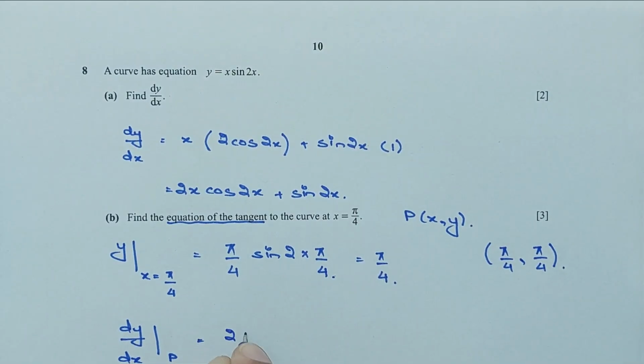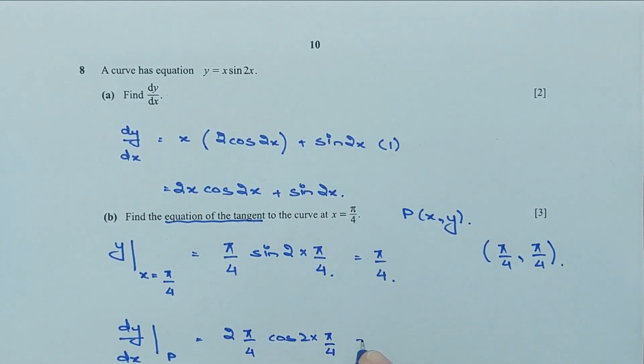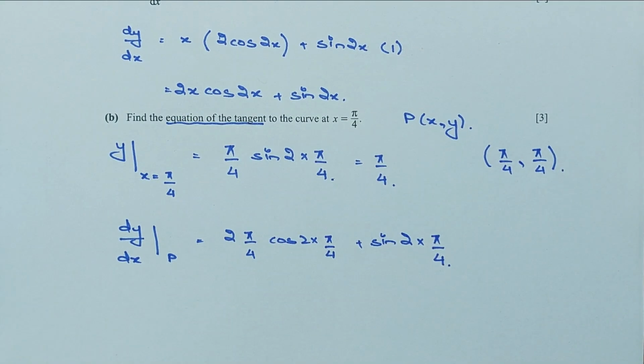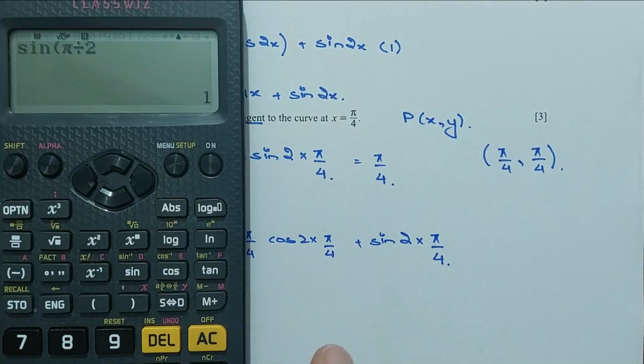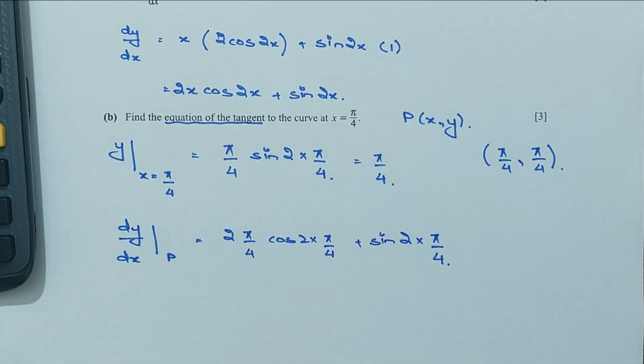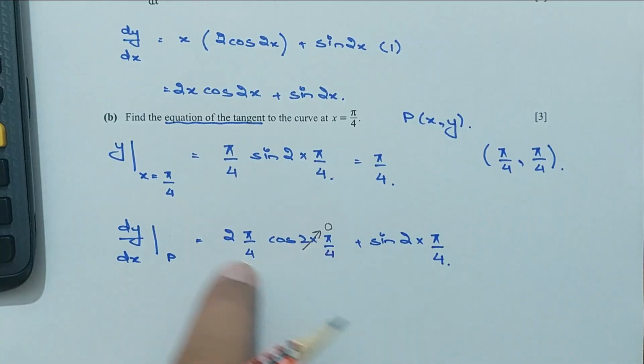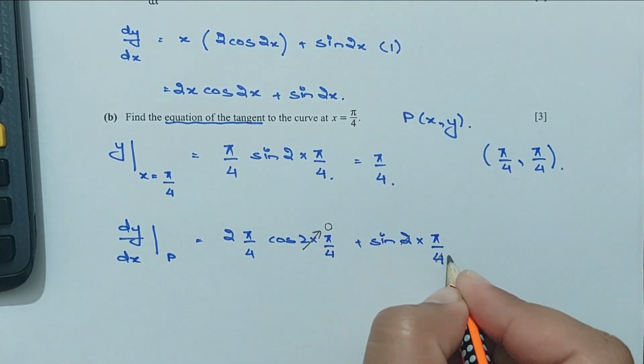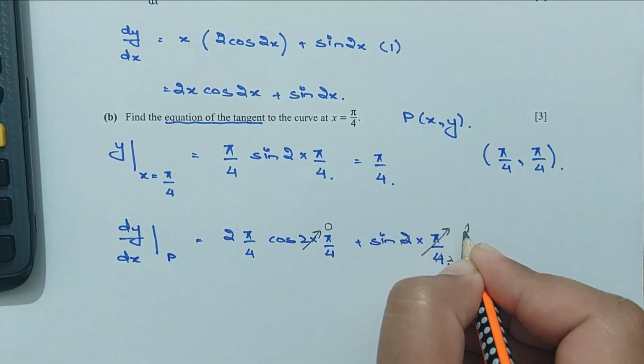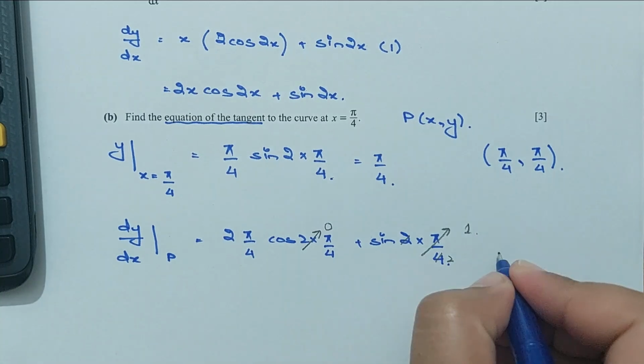Okay, so 2 times pi by 4 times cos 2 times pi by 4, this is the derivative, right? Plus sine 2 times pi by 4. So it's pi by 2 basically. So sine pi by 2, sorry, cos pi by 2 is 0. So this whole term is multiplied by 0, so it equals 0, right? And sine pi by 2 is 1, so the derivative is just 1.